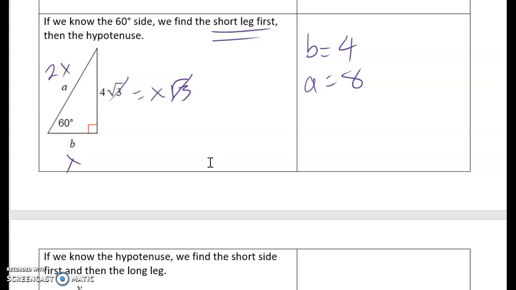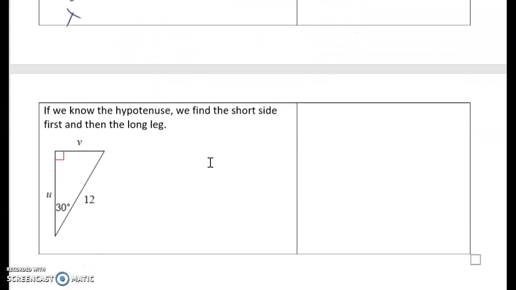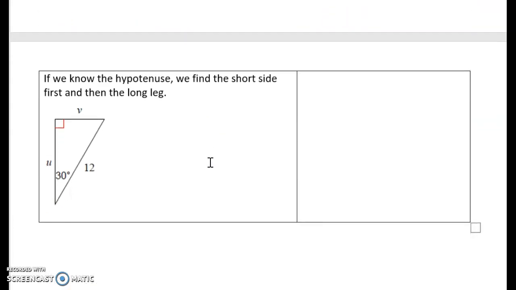The last one that we're going to look at really quickly is the hypotenuse. You still find the short leg first, then the long leg. Okay, so we have u, v, and 12. 12 is 2x. Okay, that's that side. That's the 2x side. So if 12 equals 2x, then I divide by 2, right? So I know that x equals 6, so my short side is 6.